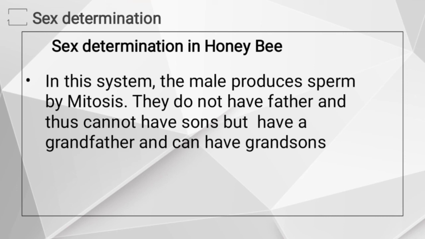Because during production of male, only an unfertilized egg develops as a male. There is no contact of sperm. Therefore, the male drone does not have a father. It cannot even have a son. But it has a grandfather and grandson. This is the sex determination mechanism in honeybee.